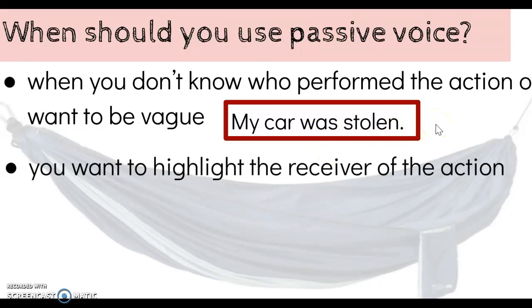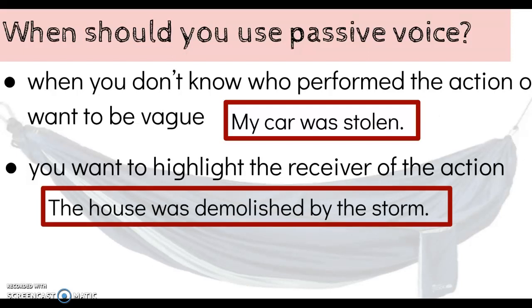Another time is if you really want your focus to be on the receiver of the action. Maybe that's the more important part of the sentence. Here, the house was demolished by the storm. The storm is doing the action, but what I'm really trying to emphasize here is the damage that was done to the house. So in this case, I want my house to be the subject. The house was demolished by the storm.